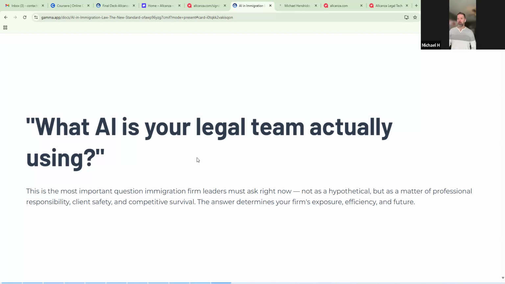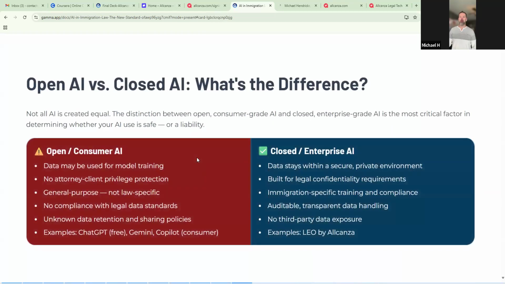It's not a hypothetical, but a matter of professional responsibility, client safety, and competitive survival. The answer determines your firm's exposure, efficiency, and future. Very, very, very important. Now, open AI versus closed: what are the differences? Not all AI is created equal, okay? The distinction between open, consumer-grade AI and closed, enterprise-grade AI is the most critical factor in determining whether your AI use is safe or a liability.